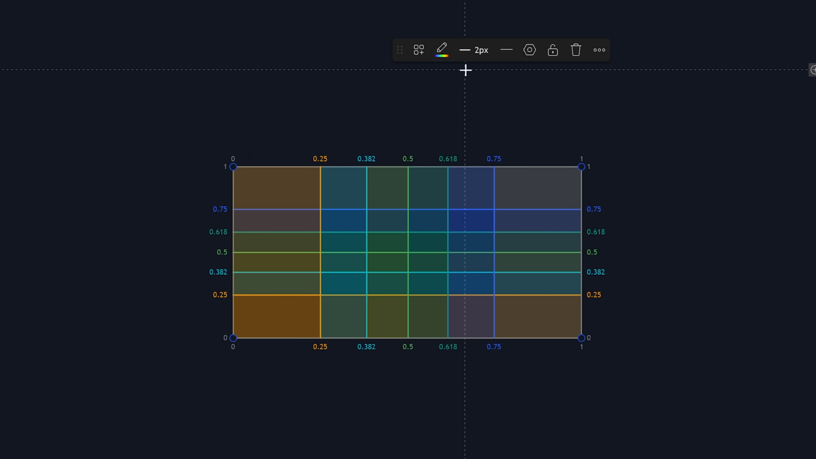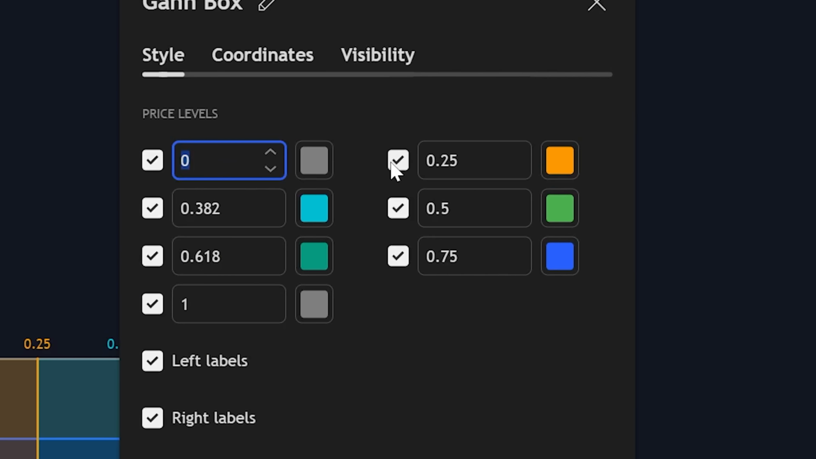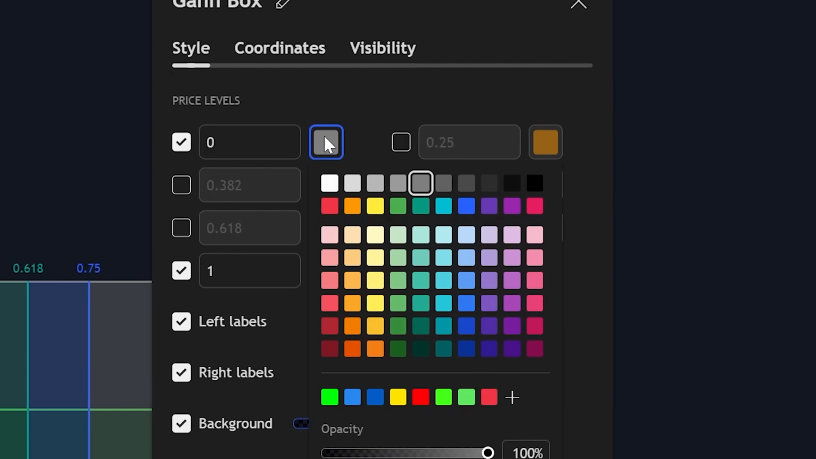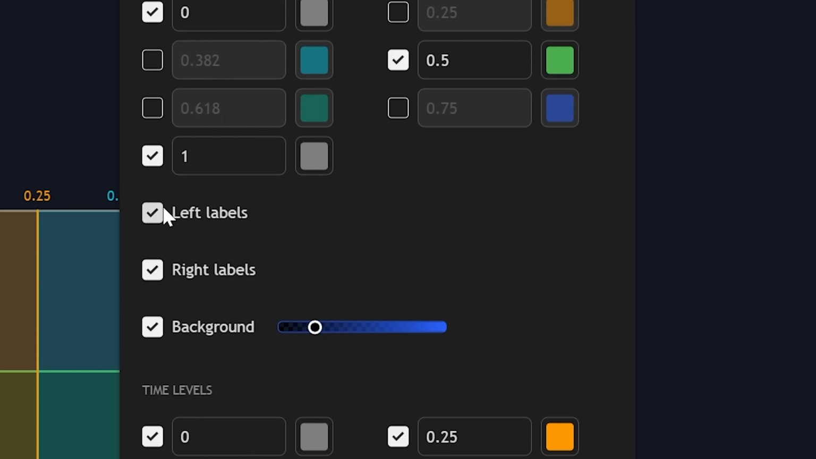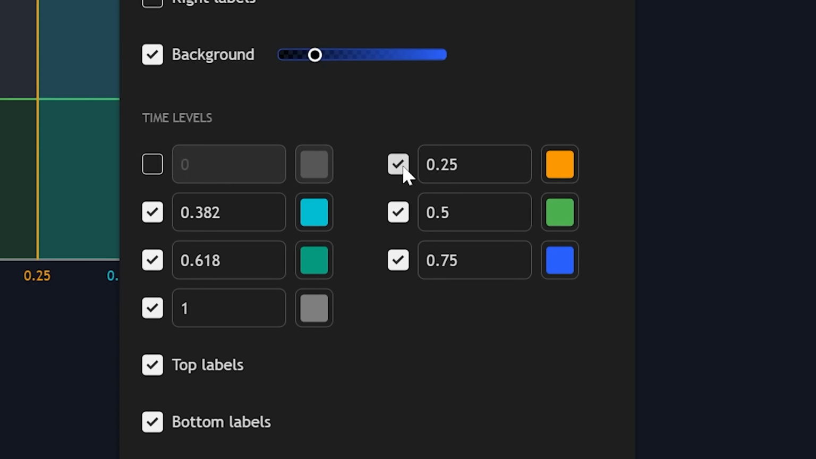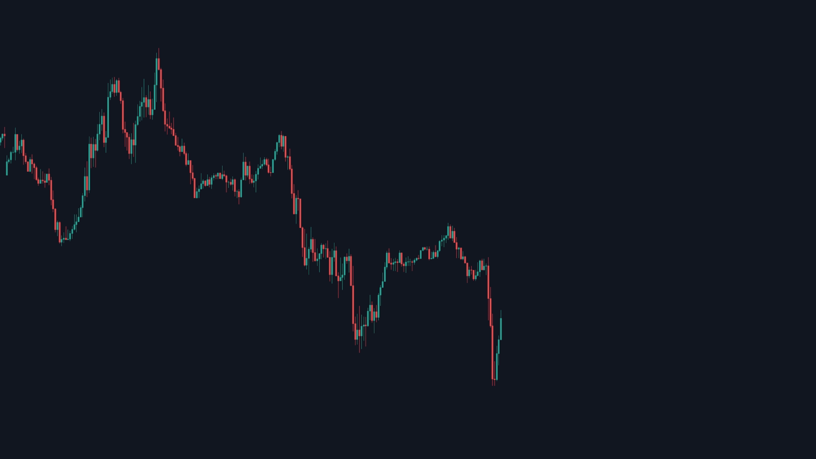He's cooking. Go to the settings of the tool, uncheck all of these values besides 0, 0.5, and 1. I'll also be changing the color of these values to white so it's not disgusting looking. Next, uncheck the left labels and the right labels, then uncheck all of these time levels. After all of this, you should get something that looks like this. Perfect.